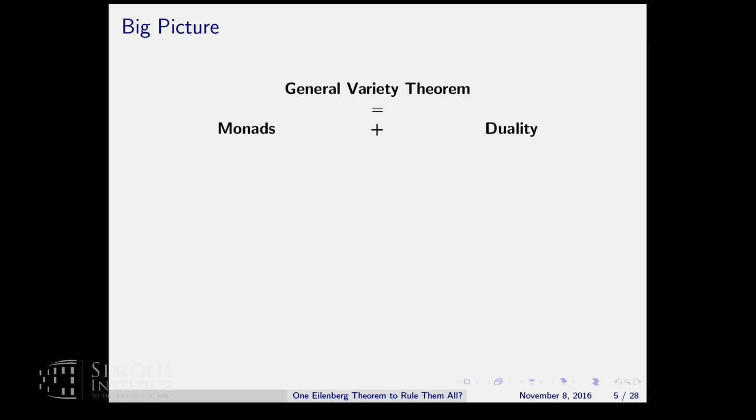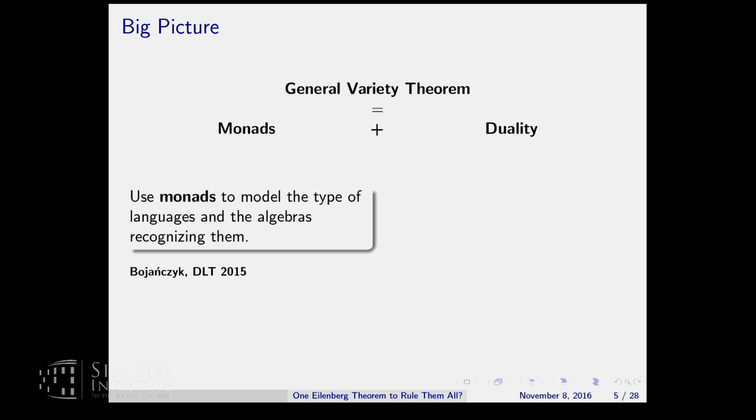Right, so what's the big picture? What are the two main ingredients that you need for such a general variety theorem? Well, it's monads and dualities. Of course, it's a bit oversimplifying, but it's a catchy equation here.